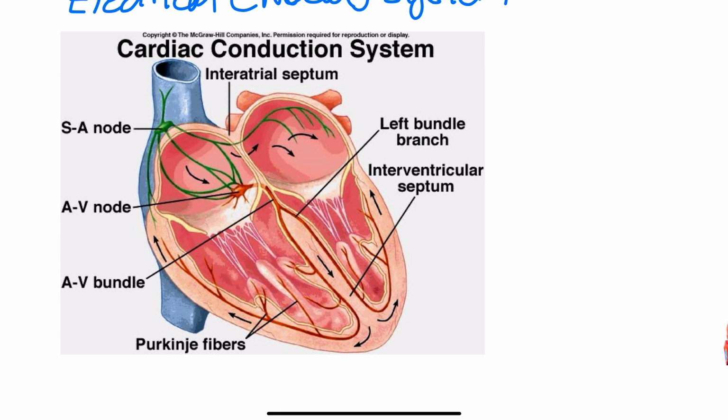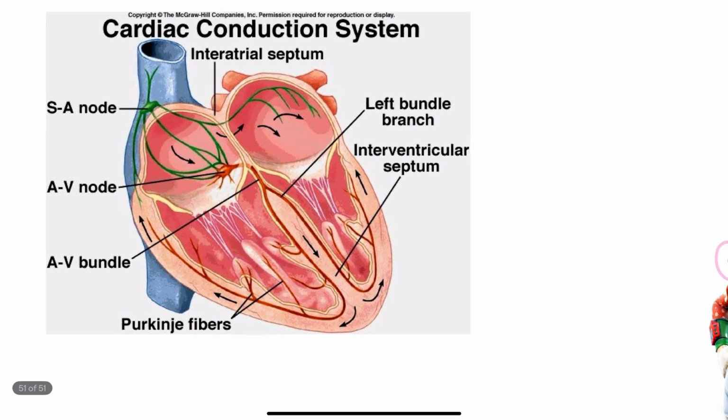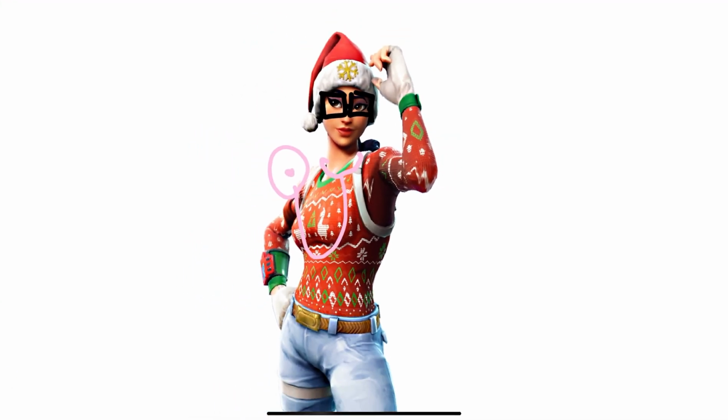So when you see that like little spike in the heart rate, like in the heart monitor, that is your Purkinje fibers signaling for the ventricles to squeeze. And that is the cardiovascular system.